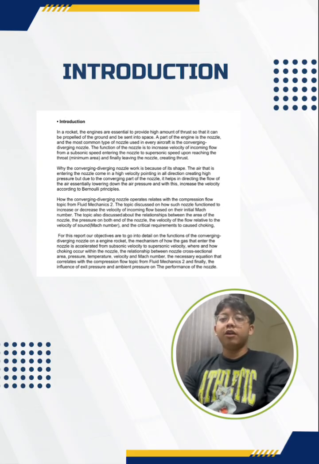So for our fluid mechanics 2 group assignment, the first thing I did is the introduction part. Within the introduction part, we talk about the rocket engines and the main component behind it being the converging-diverging nozzle. Then we go into further details on how the converging-diverging nozzle works, the mechanics behind it, and how it relates to our fluid mechanics 2 topic, compressible flow, how the relationship works between the nozzle cross-sectional area, pressure, and the velocity entering and exiting the nozzle. We also lay out the objective for our report.